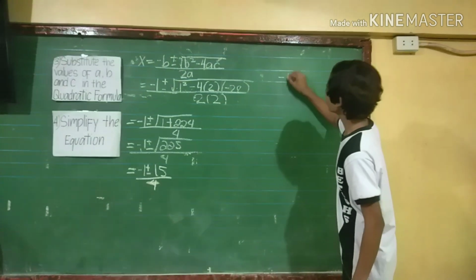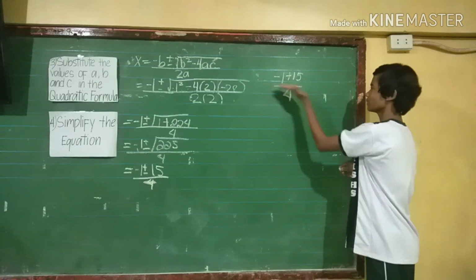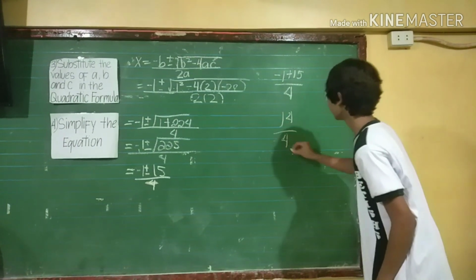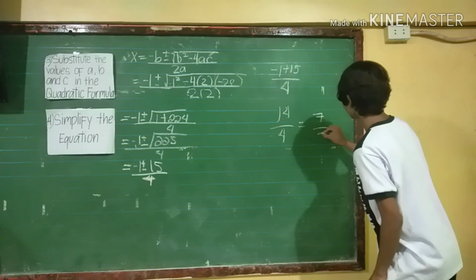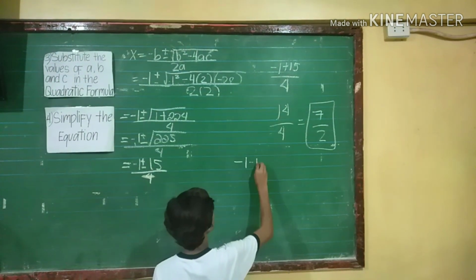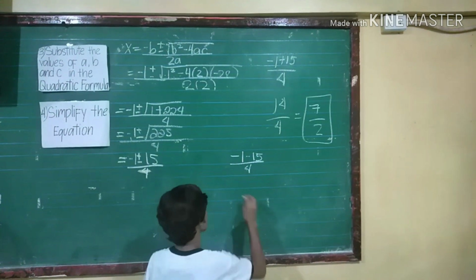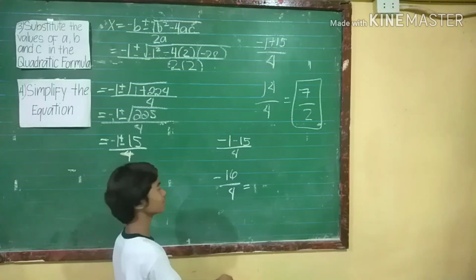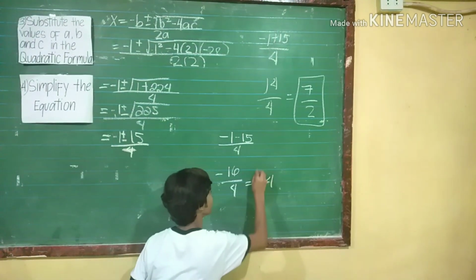So negative 1 plus 15 over 4. Negative 1 plus 15 equals positive 14 over 4. Divided by 2 is equal to 7 over 2. Then negative 1 minus 15 over 4. Negative 1 minus 15 equals negative 16 over 4. Negative 16 over 4 is equal to negative 4.